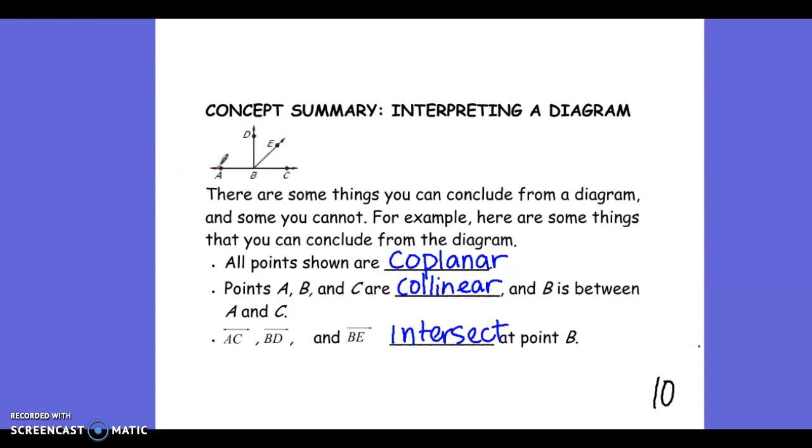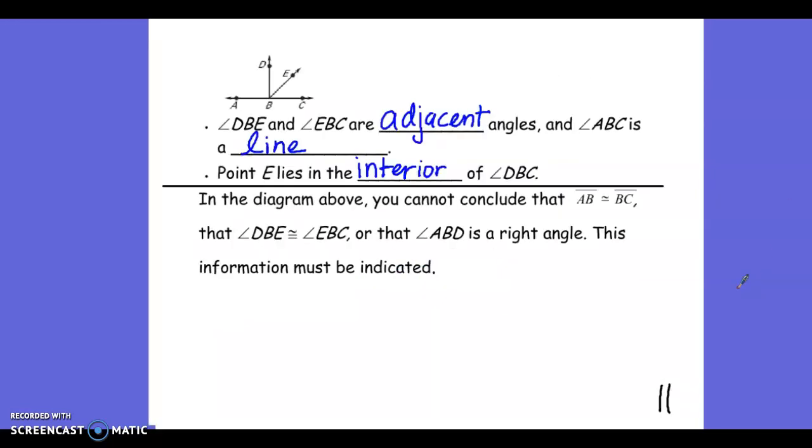And it looks like A, B, and C are on the same line, so they're collinear, and we can assume that. We can also assume that this line AC and this ray BD and this ray BE all intersect at point B, right here. We can also assume that if angles look adjacent, they are. If a line looks like a line, it is. And it looks like point E is right in the middle of this angle DBC, so we can assume it is.